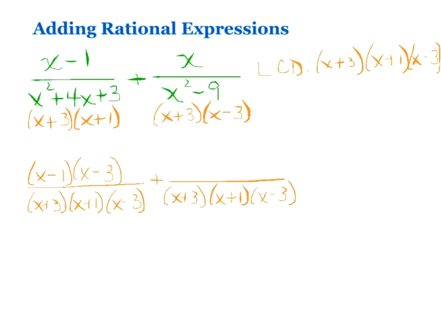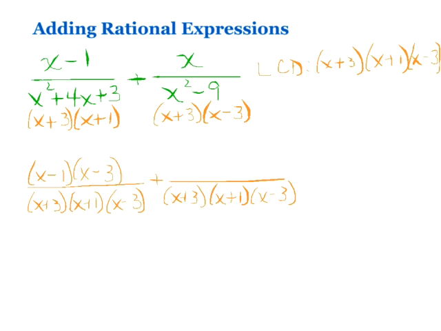Okay, everybody see that? So x plus 3 already had. X plus 1 already had. But I need the x minus 3, so I would have had to multiply by x minus 3 over x minus 3 to get an equivalent fraction.